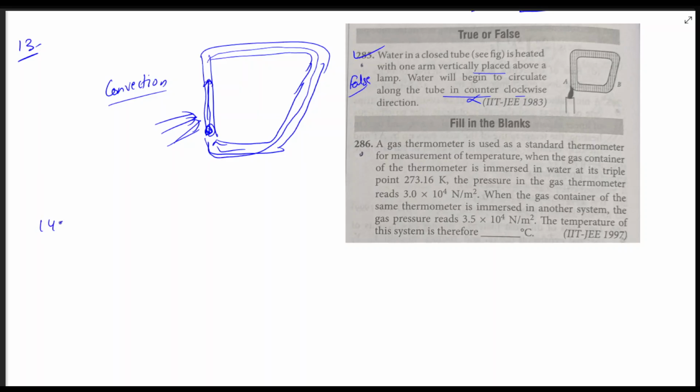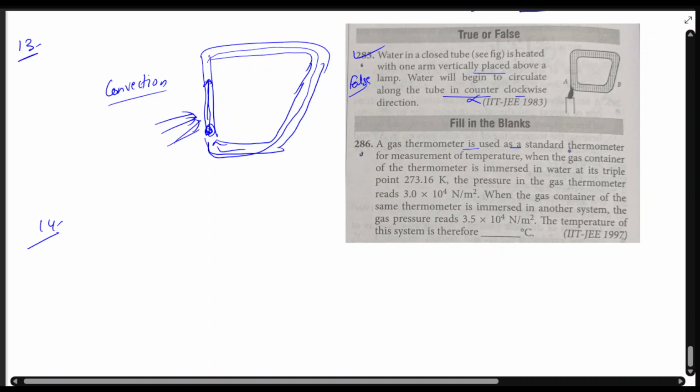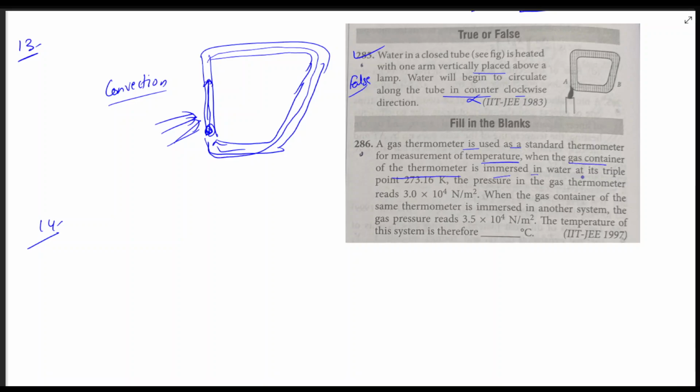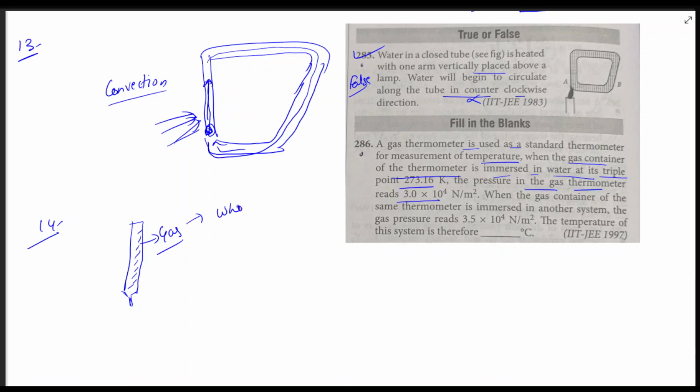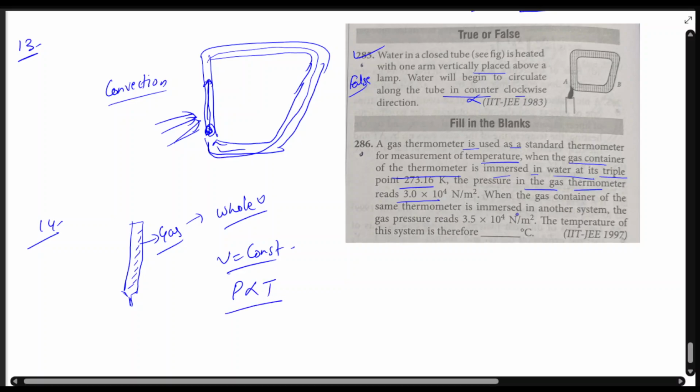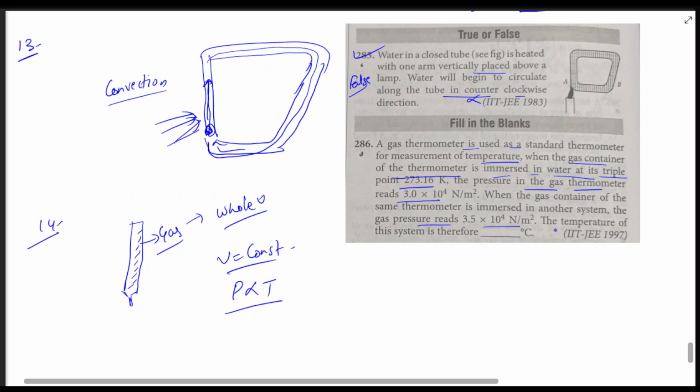So this is a simple question. Next, 14. A gas thermometer is used as a standard thermometer for temperature. When the gas container of the thermometer is immersed in water at its triple point, the pressure of gas was given. Look, we have a thermometer with gas in it. The gas will take the whole volume, so the volume is constant and we can write P is directly proportional to T. When the gas container of the same thermometer is immersed in the system, the gas pressure is given.